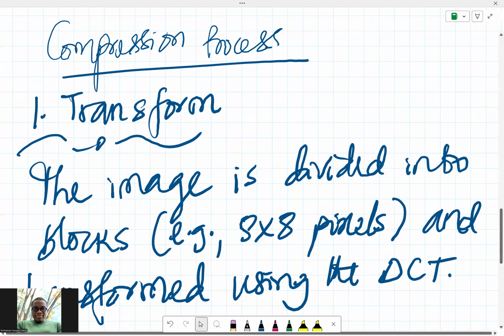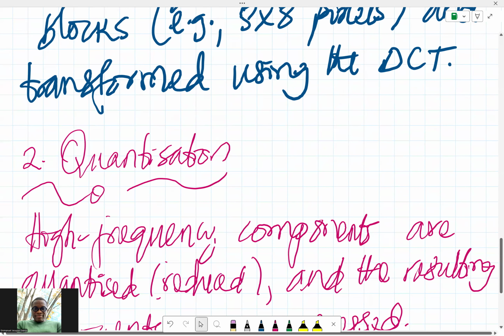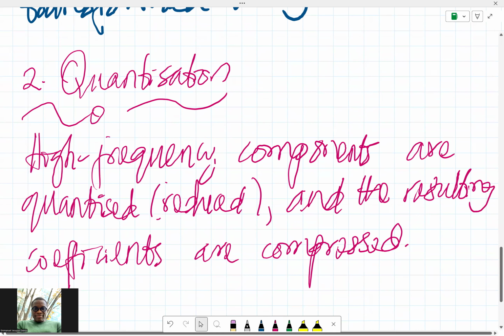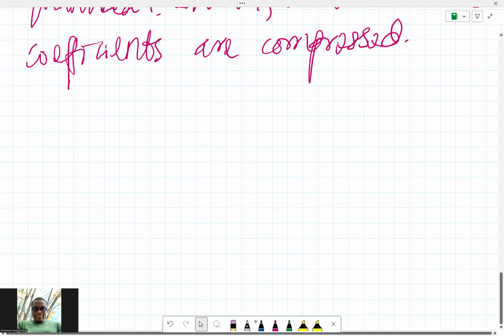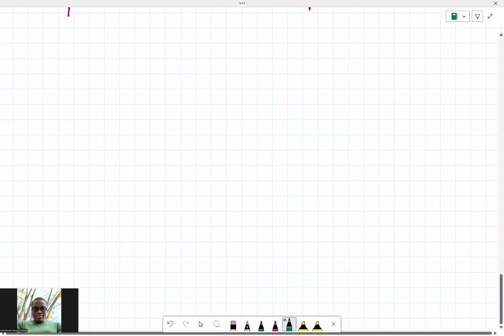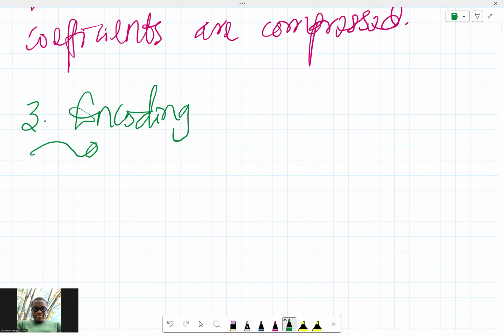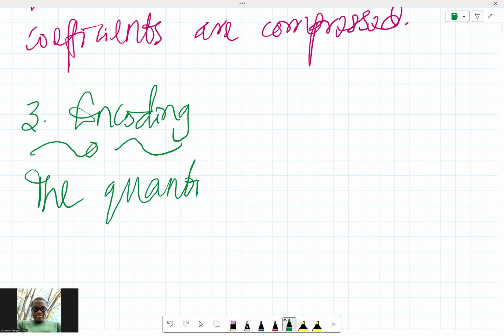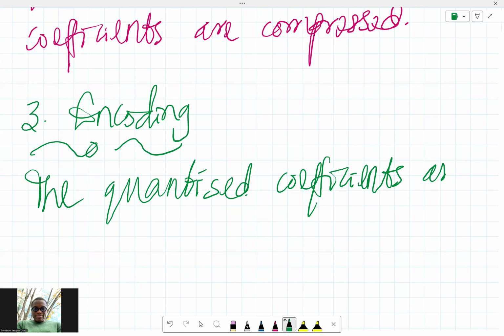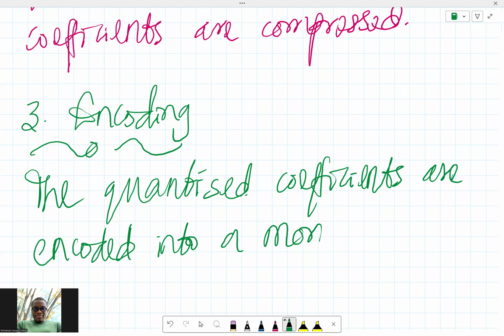Then number three, you have the encoding. Transform, quantize, and encode. For the encoding, the quantized coefficients are encoded into a more compact format.